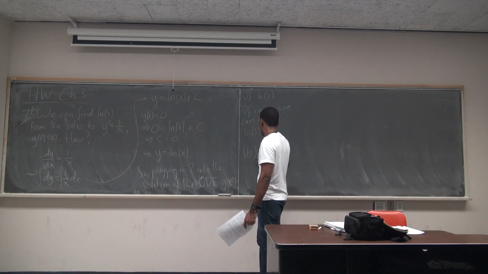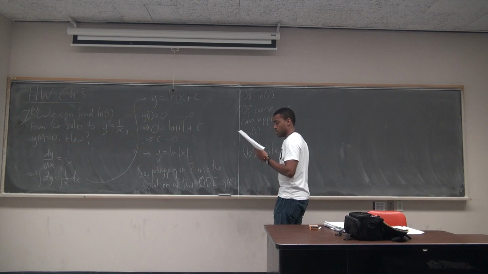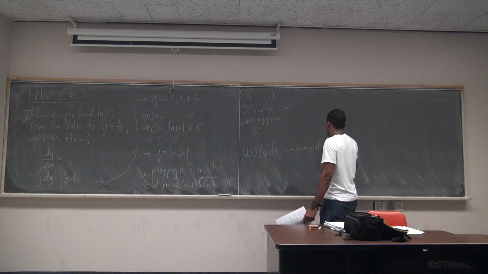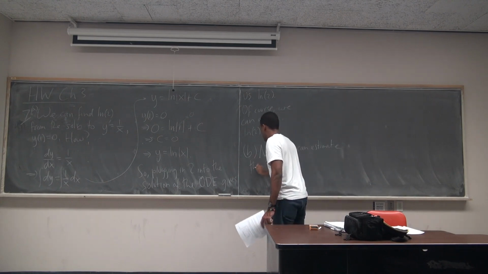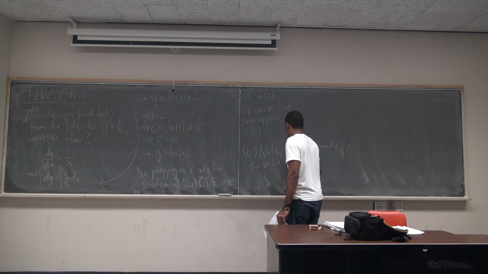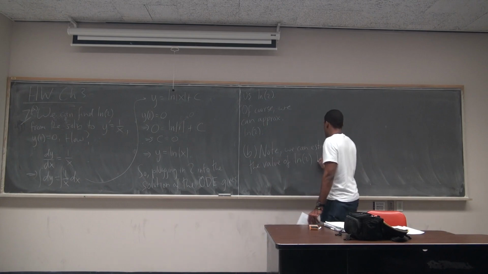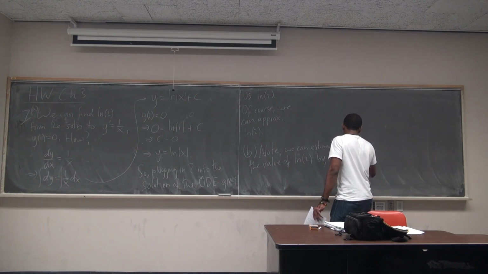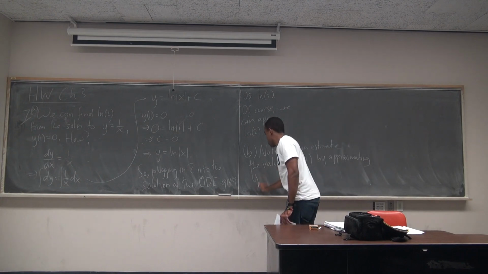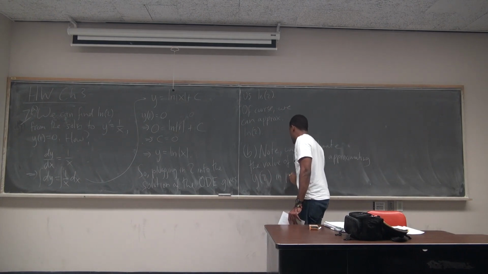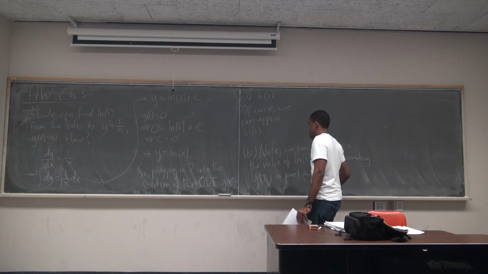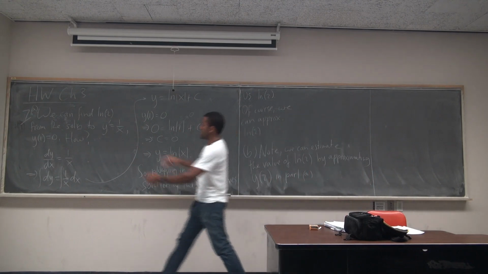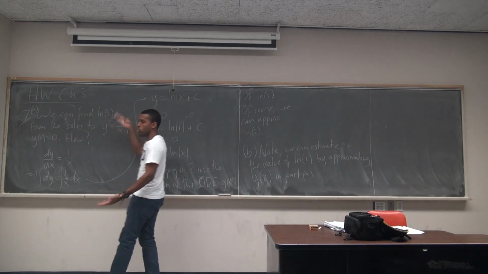For part B, note we can estimate the value of ln 2 by approximating y of 2 in part A. So now this becomes a question of, given this differential equation with that initial condition, approximate y of 2.